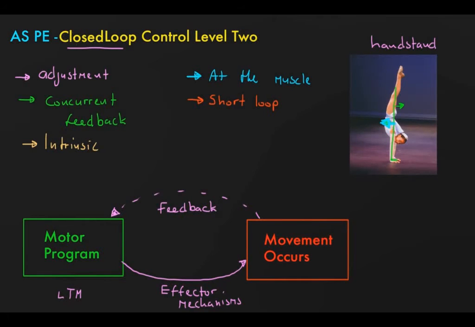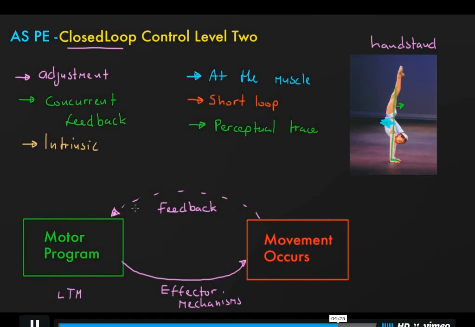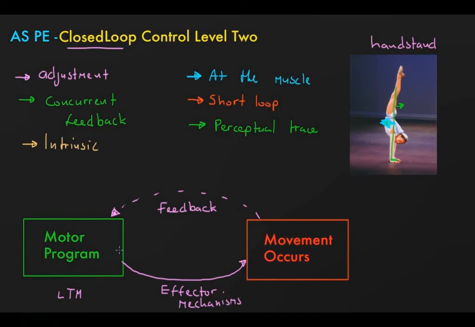And we describe this as a perceptual trace. In other words, we use our feeling of the skill, our kinesthetic sense of the skill, to respond to the feedback, to refine and adjust the motor program, and then to send a slightly different message via the effector mechanisms to slightly change the movement. This is what we mean by closed loop control level 2.